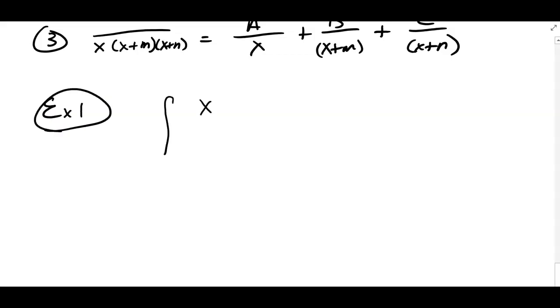Integral of (x squared plus 2) over (x cubed minus 2x squared plus x) dx. So again, when you're looking at this integral, your first thought is, can I do a u-sub?